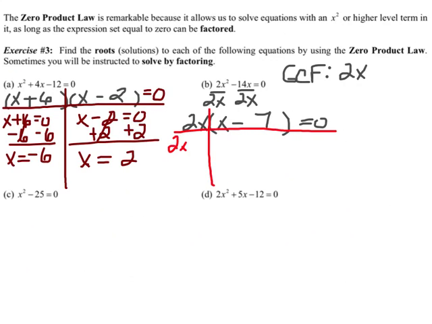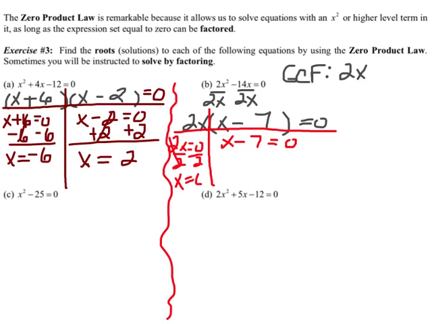So I have 2x equals 0, and x minus 7 equals 0. 2 divided by 2, x is going to equal 0 in this case. And on this side, it's going to be plus 7, x will equal 7.